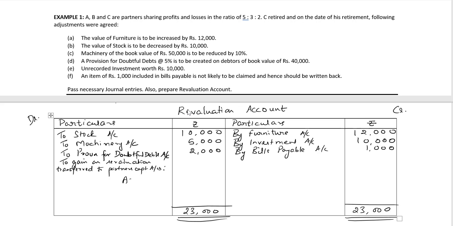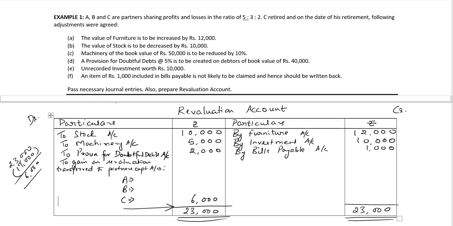We have partner A, partner B, and partner C. The total on the credit side, 23,000, minus the total of the debit side, 17,000 rupees, gives a gain of 6,000 rupees to be distributed in the ratio 5:3:2. So we have rupees 3,000 against partner A, rupees 1,800 against partner B, and rupees 1,200 against partner C.